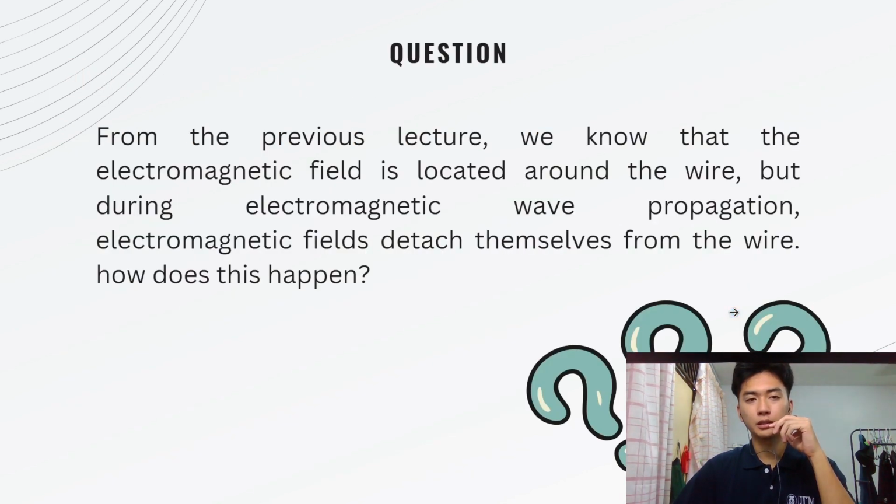So the problem statement is, from the previous lecture, we know that the electromagnetic field is located around the wire, but during electromagnetic wave propagation, the electromagnetic field detaches itself from the wire. So how does this happen?